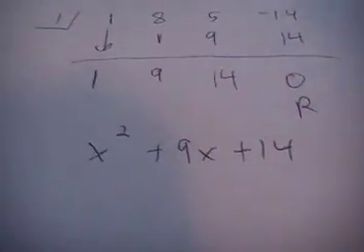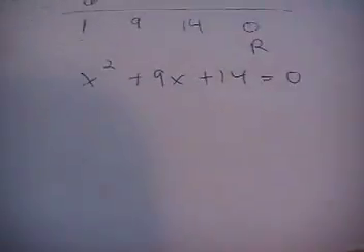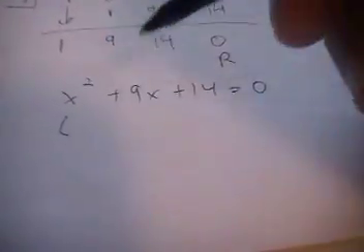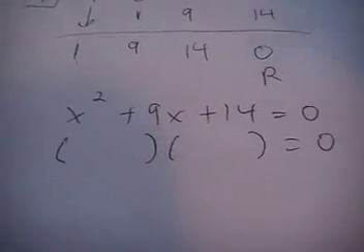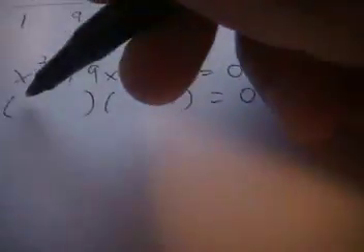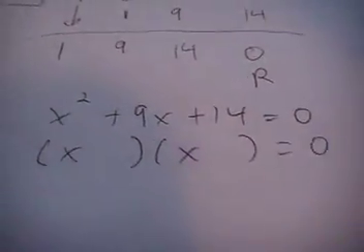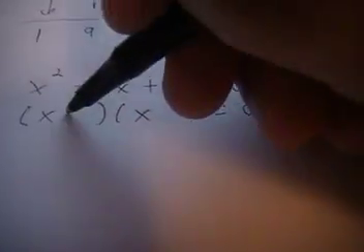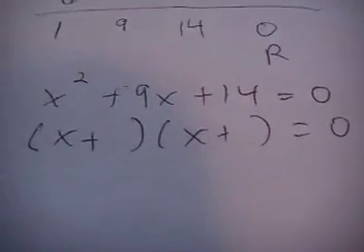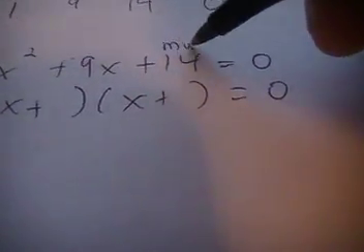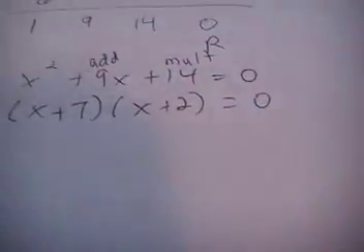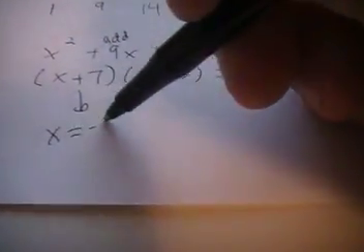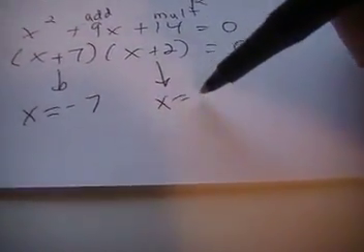This is the other factor, and if I set it equal to 0 and factor it, we can find the other 2 zeros, possibly. And this is easier to factor than the other problem. The only way to get x squared is x times x. If both of these are positive, then both of your answers are positive. We need 2 numbers that multiply to 14 and add up to 9. Well, that's 7 and 2. So these are the factors. The zeros would be x equals negative 7 and x equals negative 2.